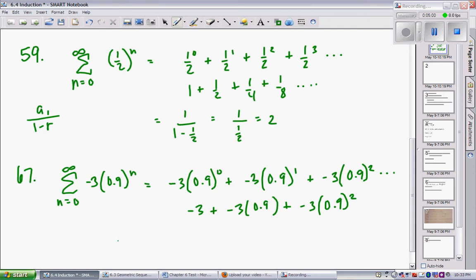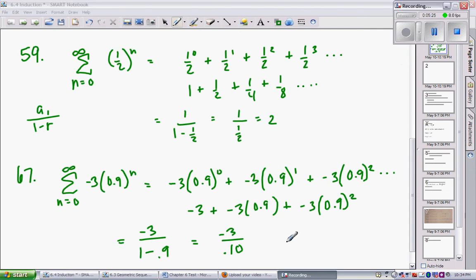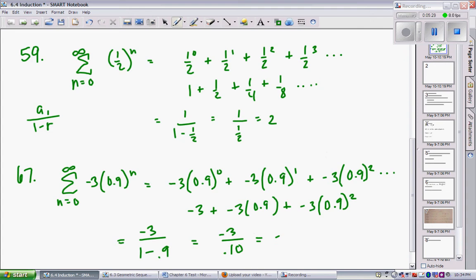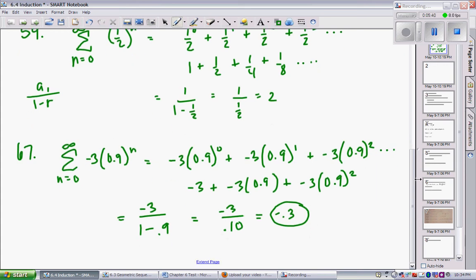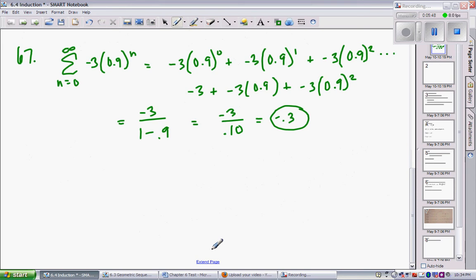Okay. a sub 1, again, use our formula here, is negative 3. Ooh, that was a beautiful 3. Negative 3 over 1 minus my ratio. Well, what's my ratio? What am I doing each time? Well, it looks like I'm just multiplying by 0.9. So I'm going to get negative 3 over 0.1, which is equal to negative 30. Okay, and that is my answer. That's the sum of all these added together. Okay, so that was 59 and 67. Let's go back and look at a couple other ones from homework last night just to make sure that we've got these down, because these are super important.